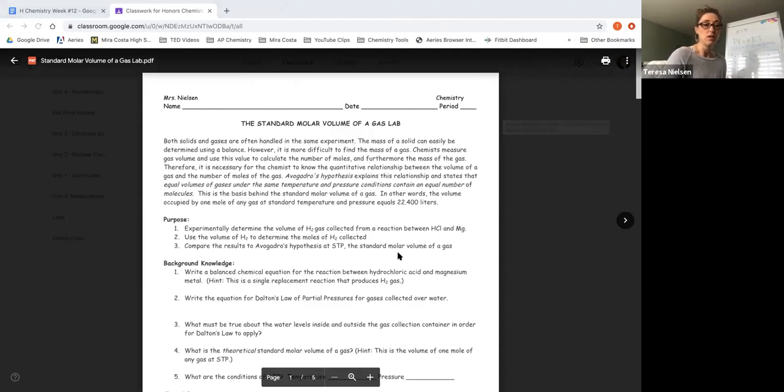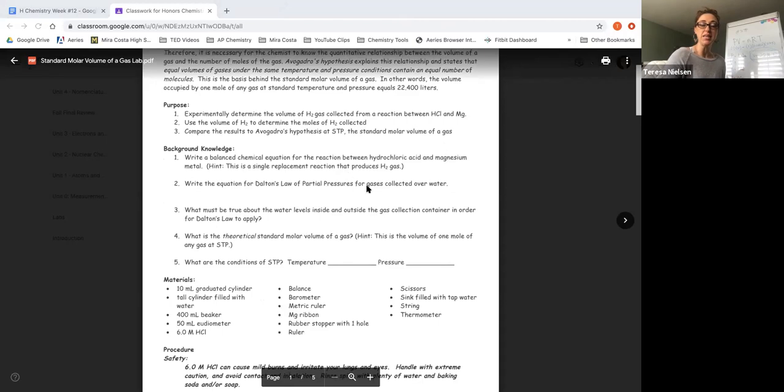So let's start with the background knowledge. I think we should be able to answer these together. I asked you guys to do them for homework last night, so hopefully you've already gotten a chance to take a look at them. But I'm going to go ahead and go through it on the board here. So question number 1, write a balanced equation for the reaction between hydrochloric acid and magnesium metal.